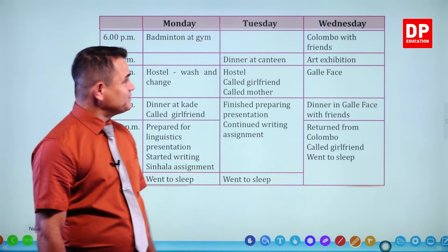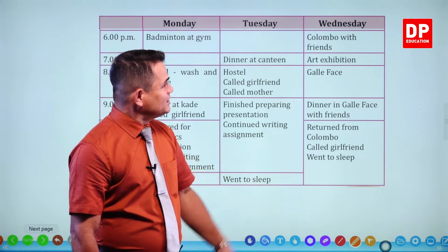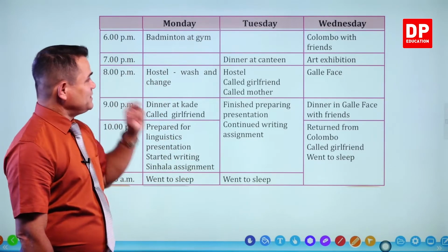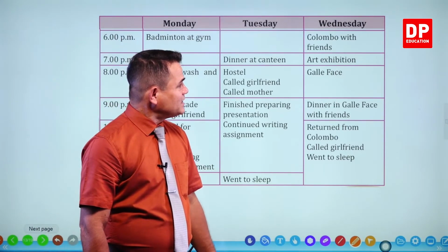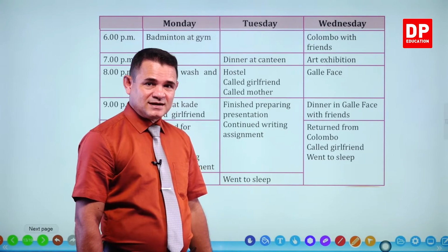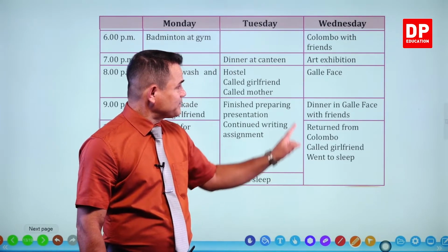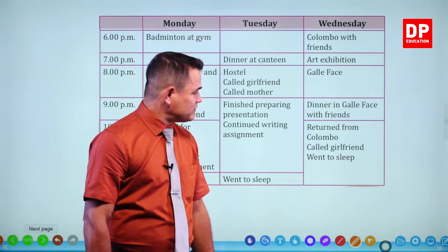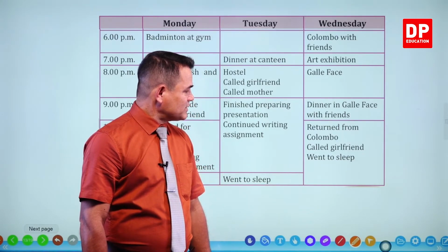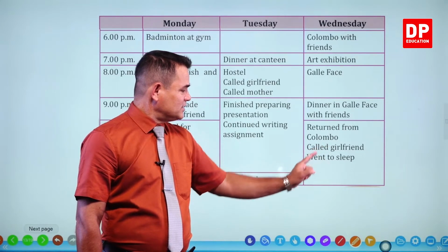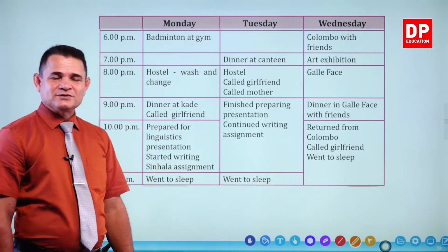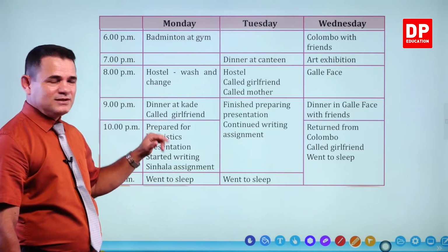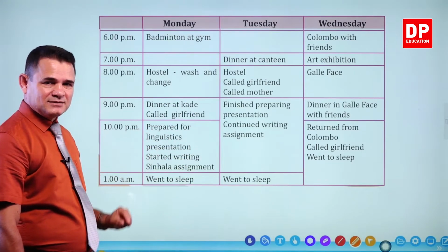1 o'clock every day, you see. Wednesday. Went to Colombo with friends in the evening. 6 p.m. Art exhibition. Dinner in Galle Face with friends. Returned from Colombo. Call girlfriend. Went to sleep. So he has written everything that he has done, with all the times.